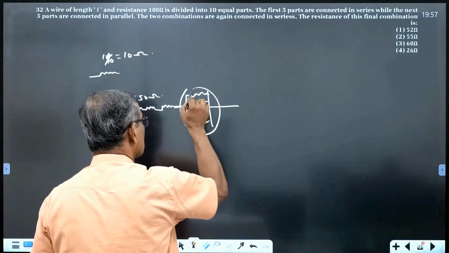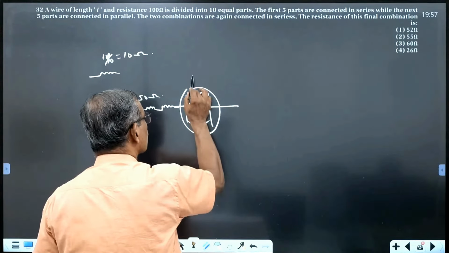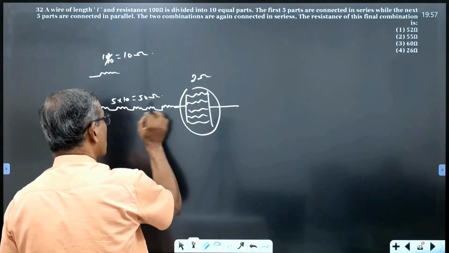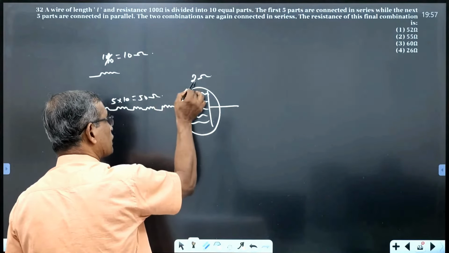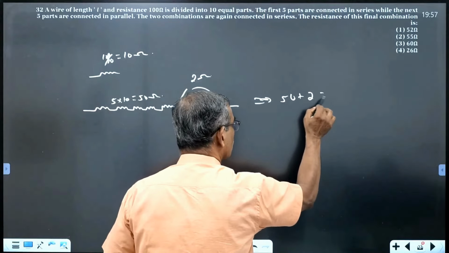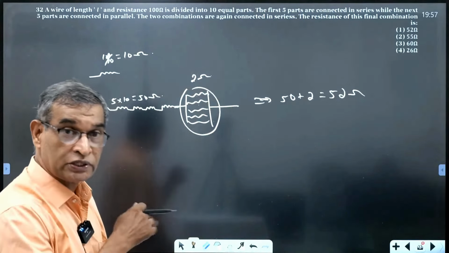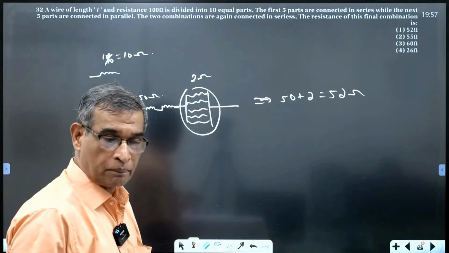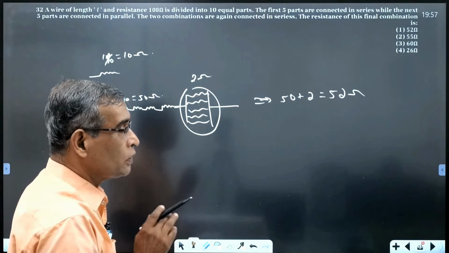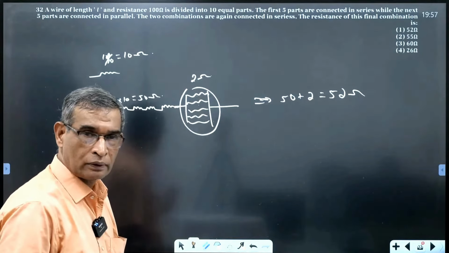Now, all together 10, 10, 10, 10, 10 in parallel: 10 by 5 is equal to 2. These two are connected in series. 50 plus 2 in series. Therefore, the equivalent is equal to 50 plus 2 is equal to 52. So the effective resistance of this arrangement per the problem is 52 ohm. So the option is equal to 1.